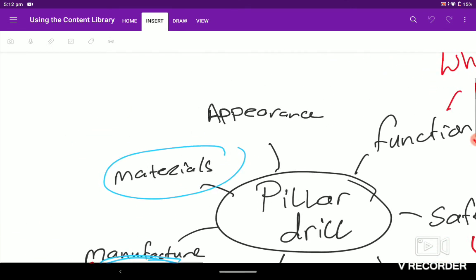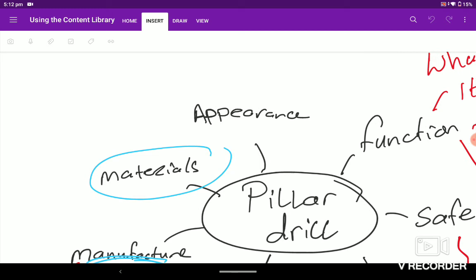So with materials, again, we need to talk about, do they need to be strong? What do they need to be? So again, I'm just going to put down strong. You could write that the materials need to be strong, they need to be heavy for a pillar drill. Again, why? I'm just going to justify this.